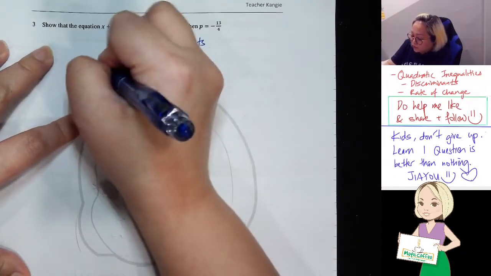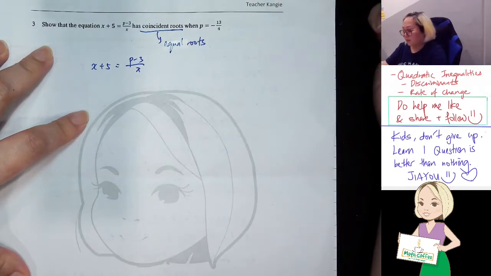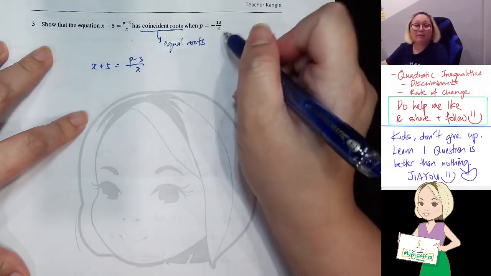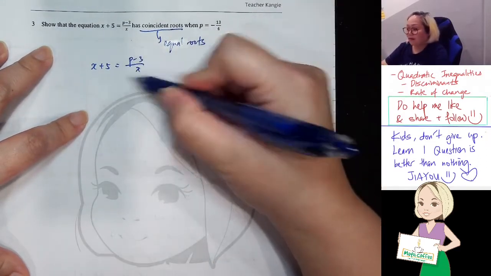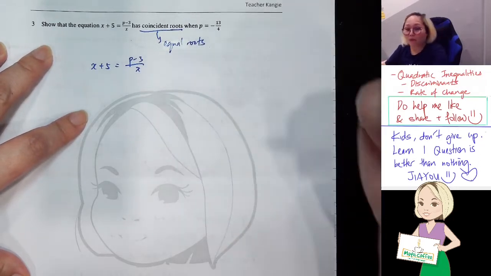So my equation is x plus 5 equals to p minus 3 over x. Let's cross multiply first. Don't sub the p in first. Why? Because my right hand side is currently a fraction. If you sub a fraction within a fraction, you make your life more complex. Understand?